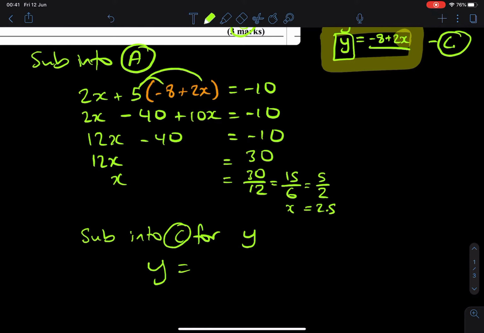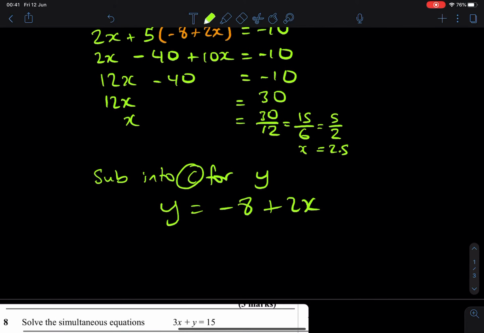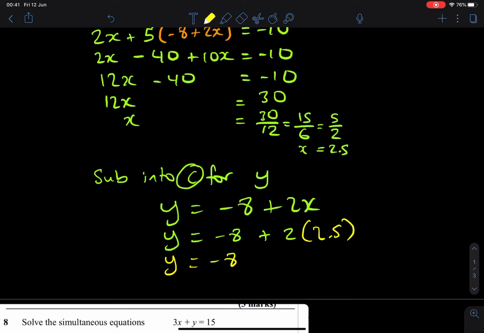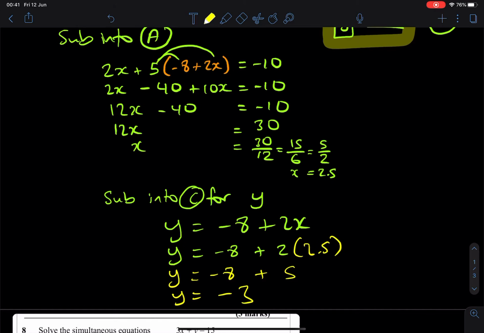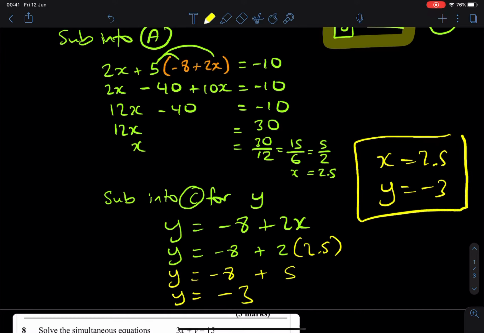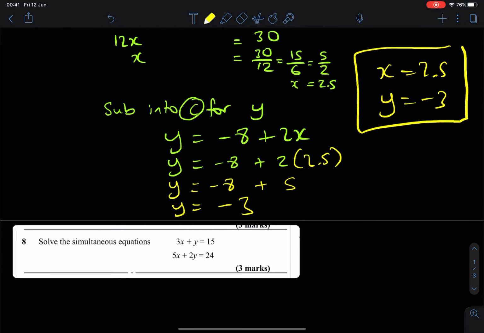So if y is equal to -8 plus 2x, I know that x is actually 2.5. So y is equal to -8 plus 2 bracket 2.5, and then y is equal to -8 plus 5. So therefore y is equal to -3. So therefore my answer here is x is equal to 2.5, y is equal to -3. Okay, now let's do another question.